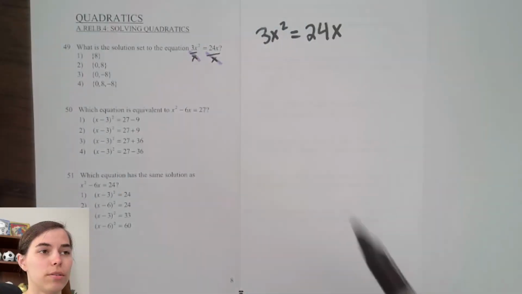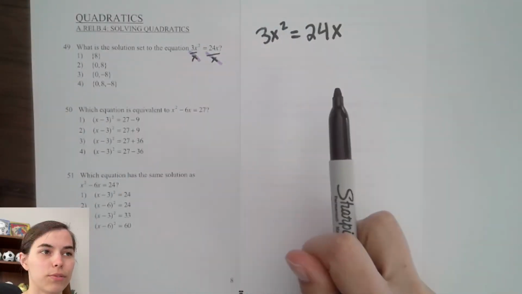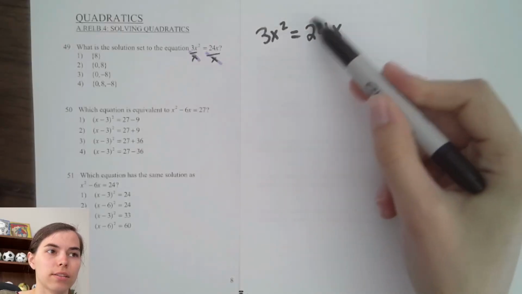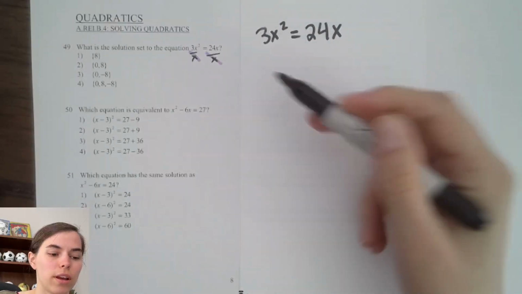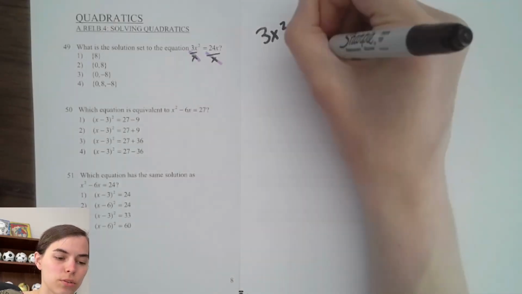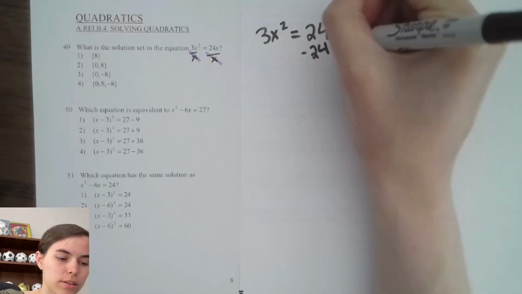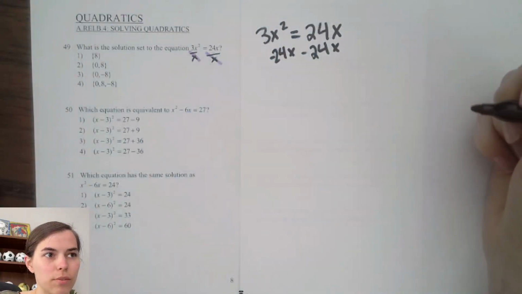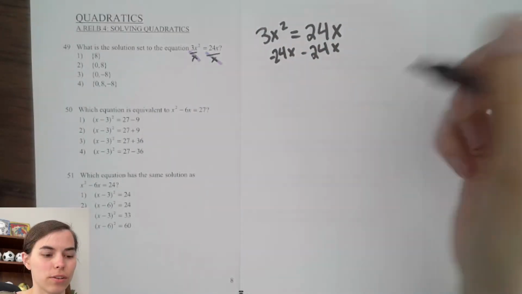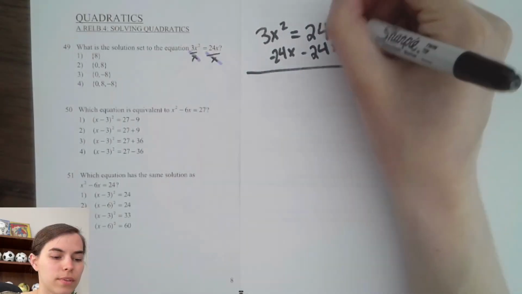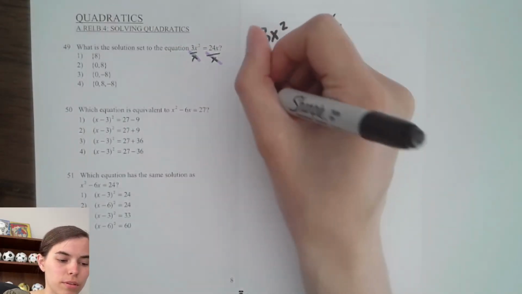So instead, we should try to put it into standard form, which means getting the x to the same side as the x squared and everything equaling 0. So to do that, we subtract 24x from both sides. And remember, what you do to one side, you must do to the other. That is the golden rule of algebra. These go away, and we're just left with 3x squared minus 24x equals 0.